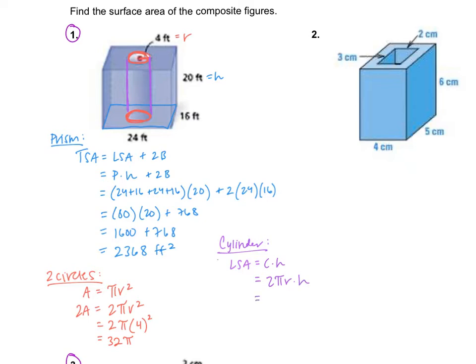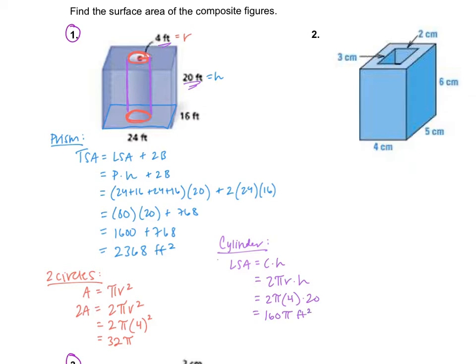So when we plug in our information, we have 2 times pi times r, which is our radius. We already know that up here is 4, times our height, which we already know is 20. So 4 times 2 is 8. 8 times 20 is 160. So we have 160 pi as our surface area.